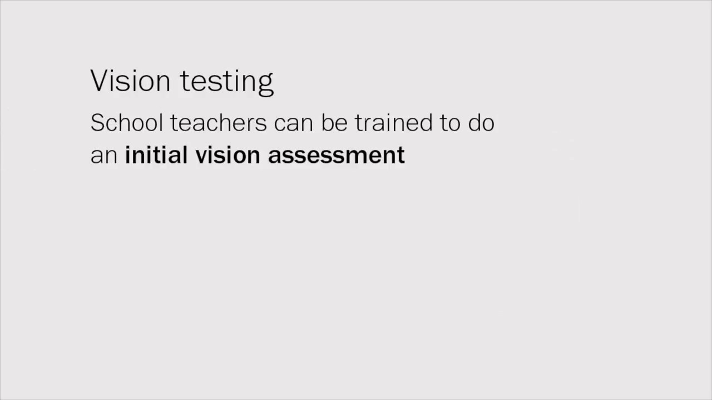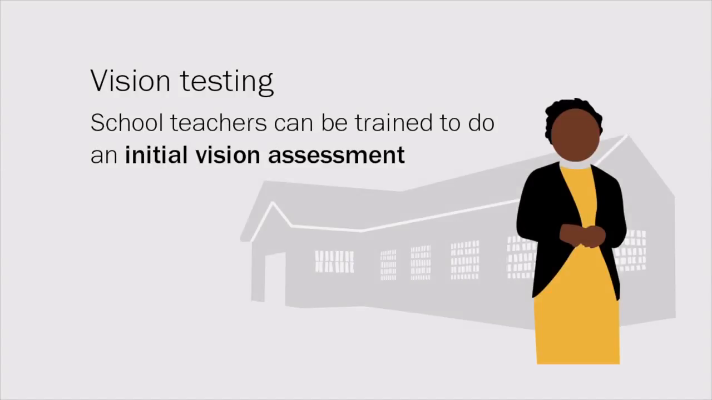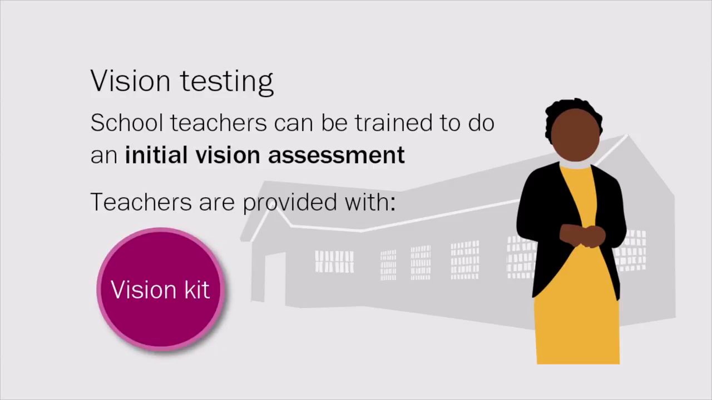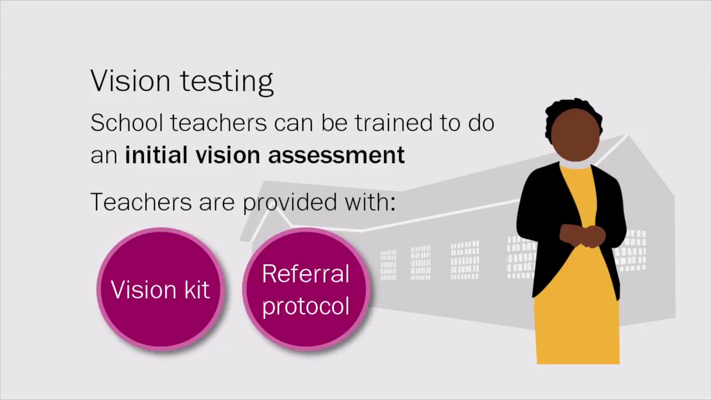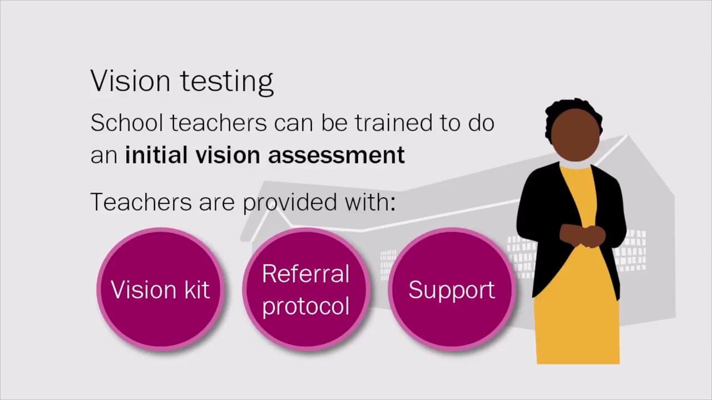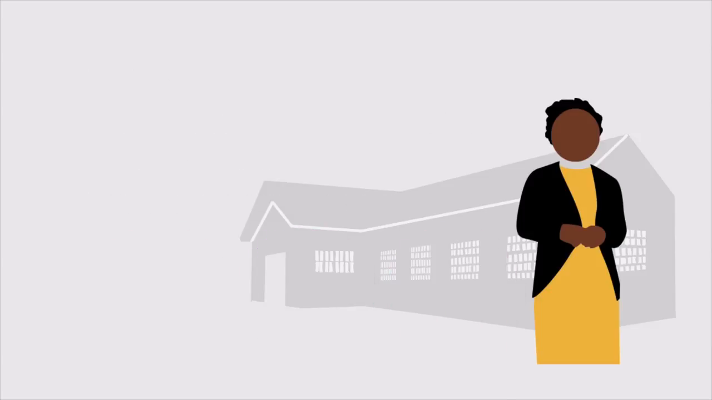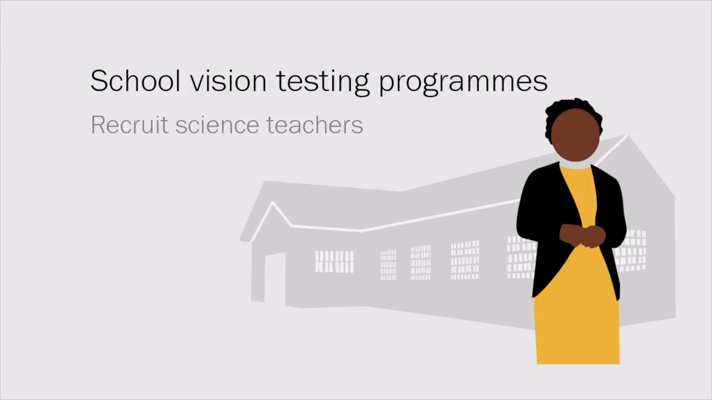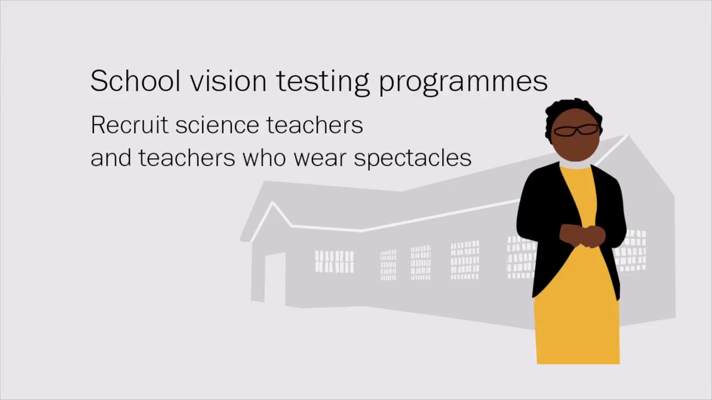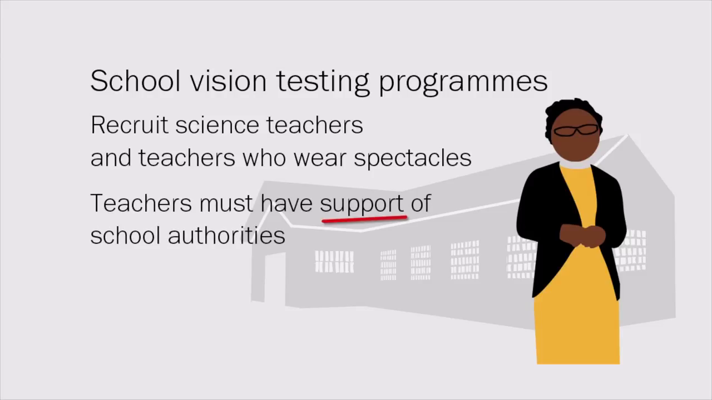In some settings, school teachers can be trained to do an initial visual assessment within the school. Teachers are provided with a vision kit, referral protocol, and support from local optometry services. In school vision testing programs, recruiting science teachers who can explain the benefits to parents is an ideal choice, as are teachers who wear spectacles, as they will have an understanding and empathy for refractive error. The teachers must have the support of school authorities.